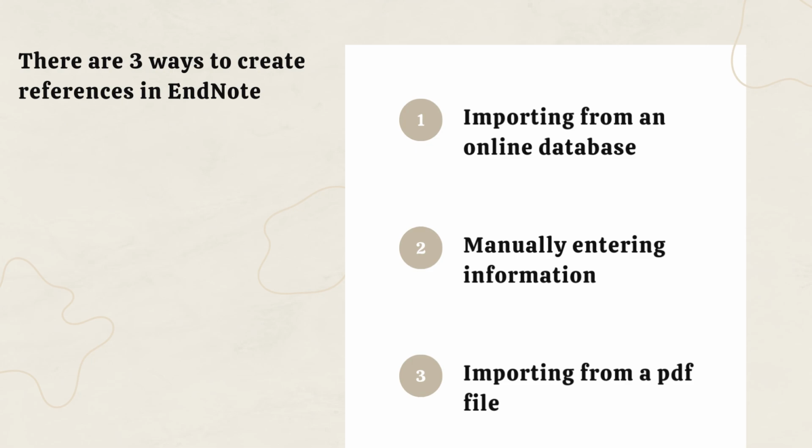2. Manually entering information. You can create new references by manually entering the information for each reference. This is useful when you have a reference that is not available through an online database, or when you want to create a reference for a document that is not in electronic form. 3. Importing from a PDF file. You can also import references from a PDF file.